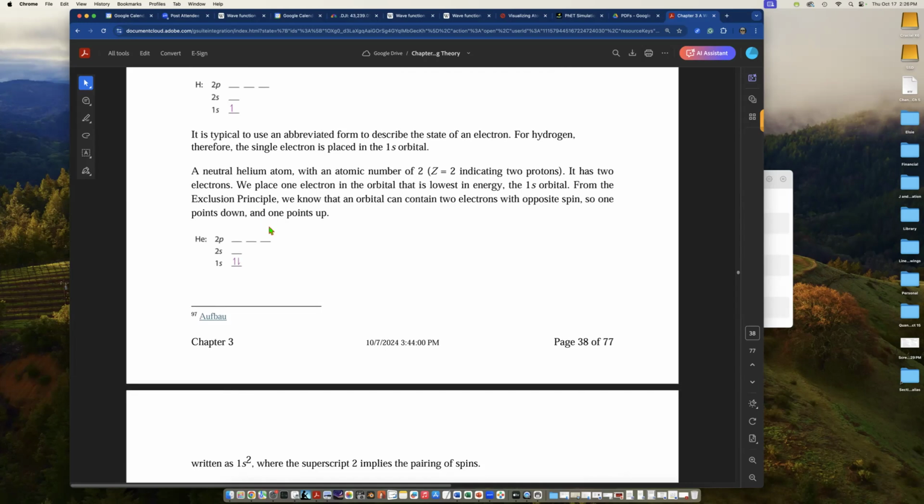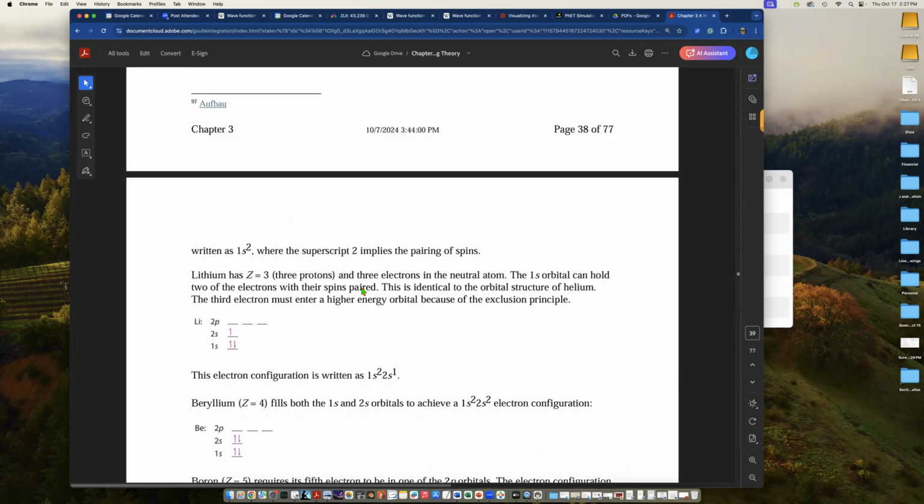If we add another proton, that changes the charge of the nucleus, and now we can get a stable element. We call it helium, and there's room for another electron, but it has to have the opposite spin. So we see here a down arrow. So we have an up and down. This is the ground state of helium.